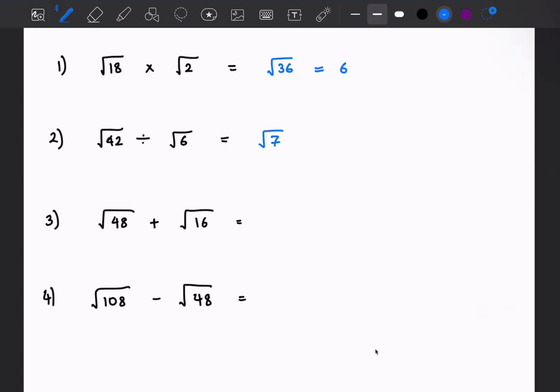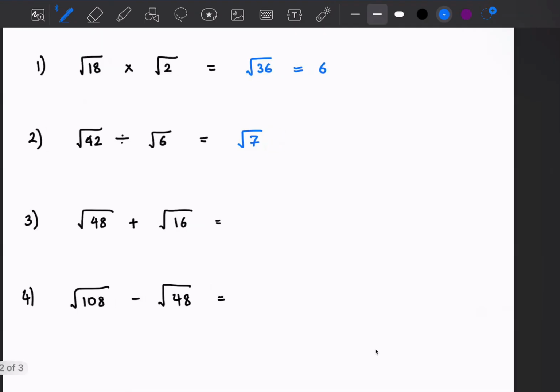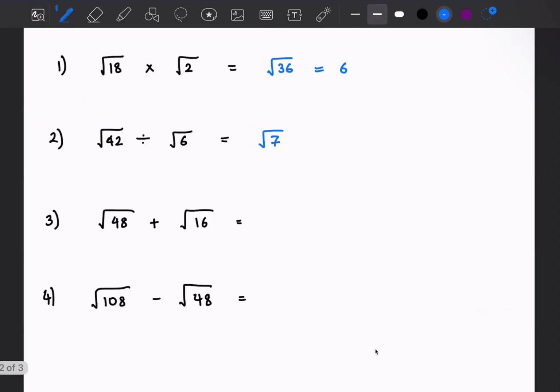Here, you can't just do 48 add 16. That's not how it works with addition and subtraction for surds. You have to put it in a form where the root, the surd, is the same for both of them. So you have to think, okay, I've got root 48 and I've got root 16. What can I do that would give me the same root for both of them? And you think of factors that multiply together to give you that root.